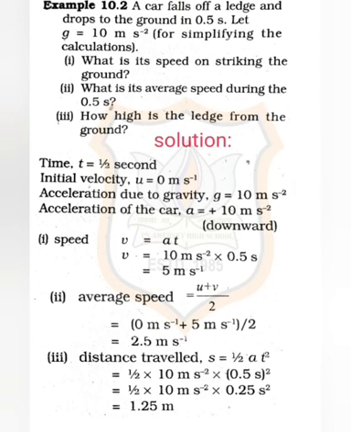So the speed on striking will be 5 meter per second. Its average speed during the 0.5 second will be 2.5 meter per second, and the height of the ledge from the ground, that is the distance travelled, will be 1.25 meter.